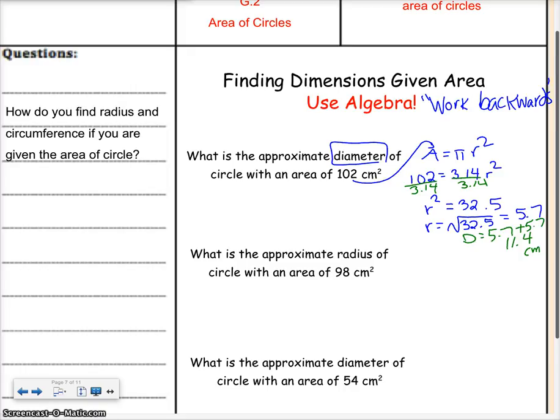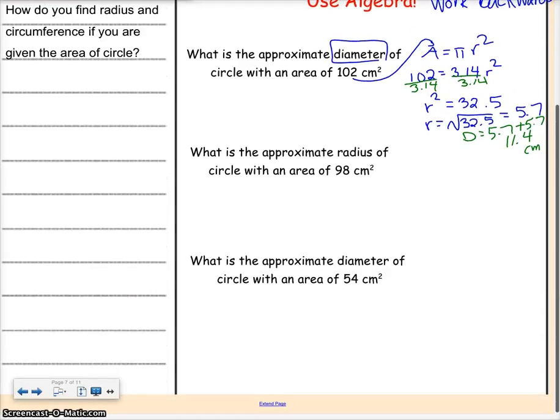Okay, so that's algebra. Algebra will get you there. I'll just show you how I work fast through this. What is the approximate radius? So I'm looking for the radius of a circle that has an area of 98. So I write my formula. I always do it. I've been doing this a long time. I always write my formula because that helps me know how to work backwards, especially with triangles. That will guide you in how to work backwards.